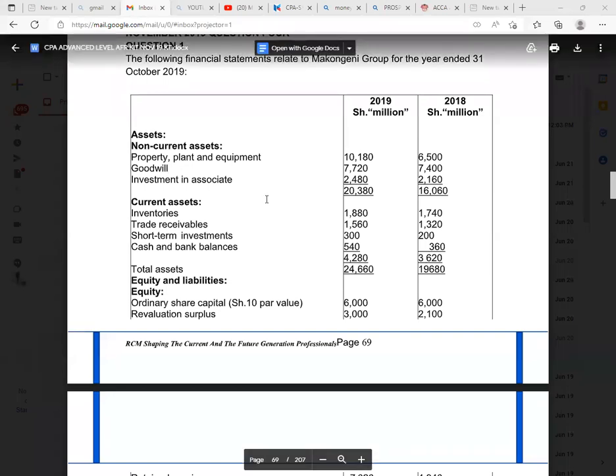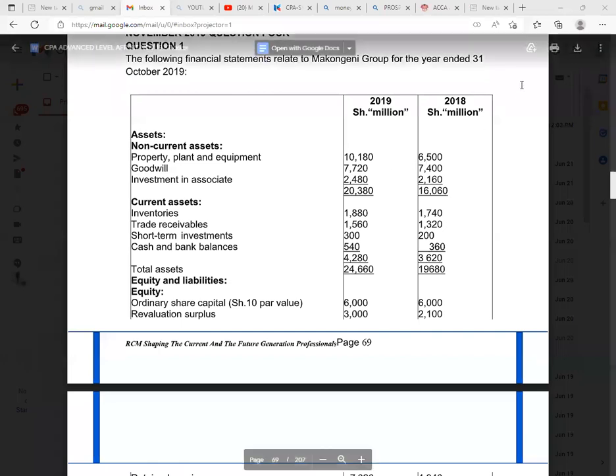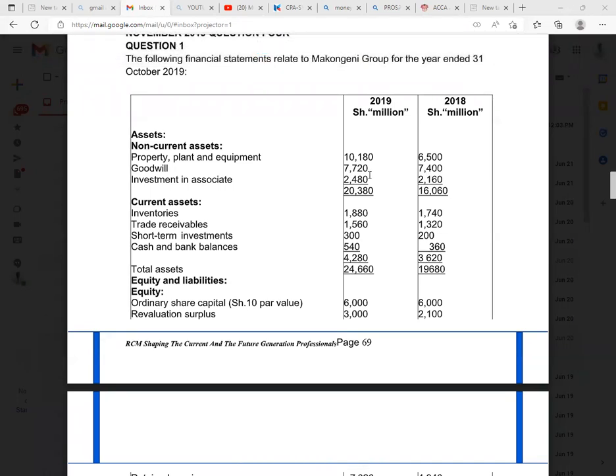I don't know why. 7,400, are you sure? Students really confused? Yes, you're right. It is for the first year. The oldest year given here is 2018. So this is the opening balance, this is the closing balance. So you're right, it should be 7,400 minus 7,720. Thank you very much.